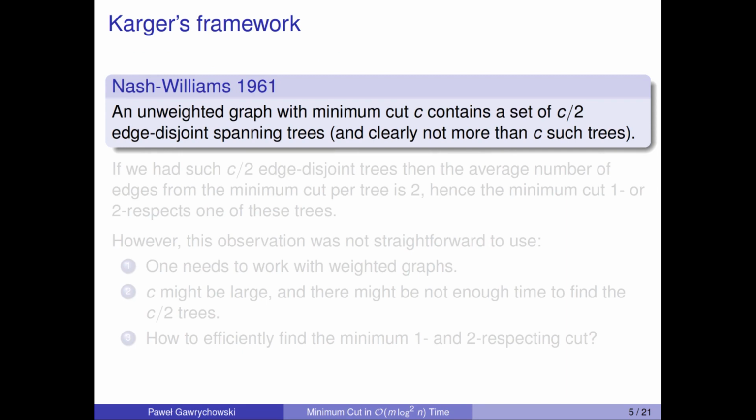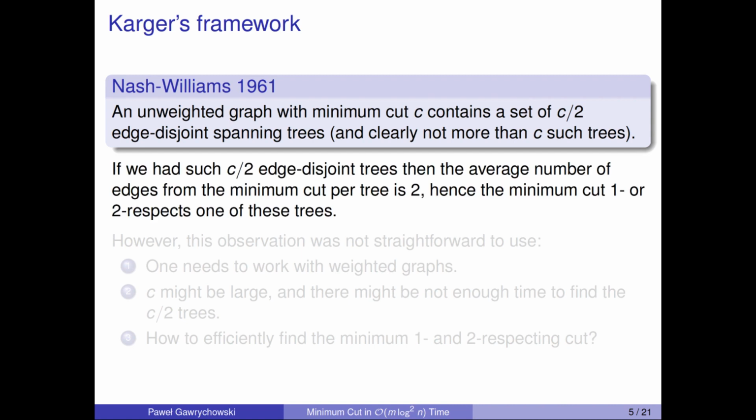This goes back to an old theorem by Nash-Williams, who showed that if you have an unweighted graph with minimum cut C, then there is a set of C over 2 edge-disjoint spanning trees in this graph. Now, by a simple calculation, because we have C over 2 edge-disjoint trees and the minimum cut is C, the average number of edges from the minimum cut per tree is 2, so the minimum cut 1 or 2 respects one of those trees, and you can use one of those trees as a hint.